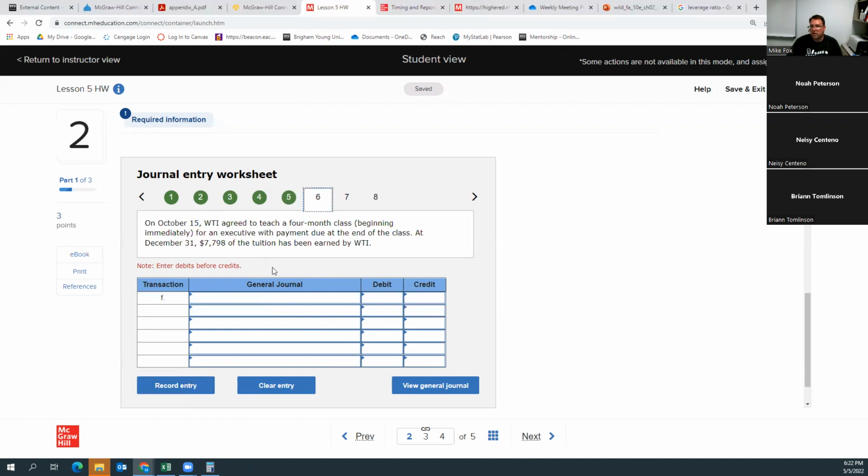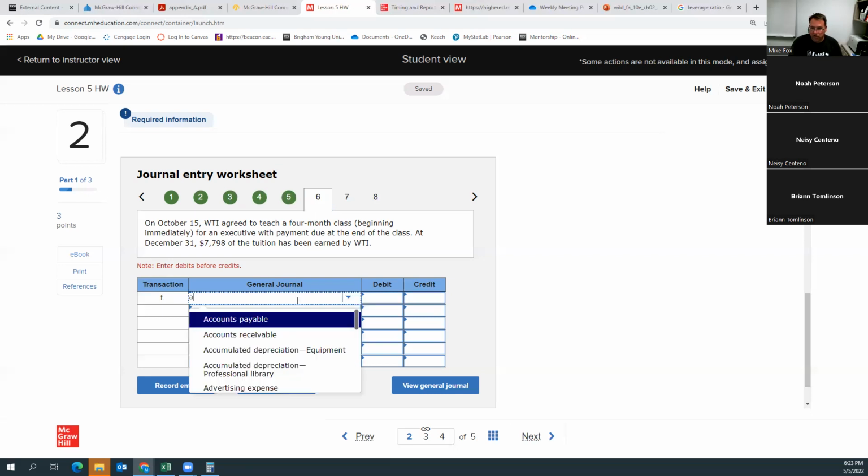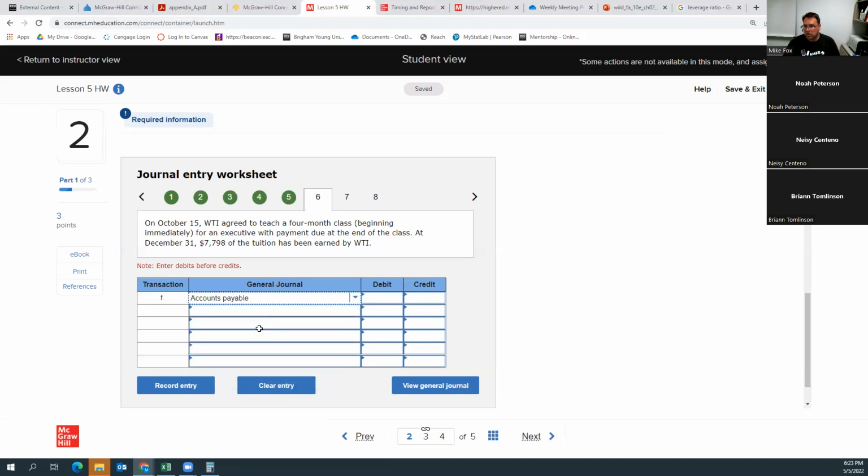On October 5th, WTI agrees to teach a 4-month class for an executive with a payment due at the end of the class at December 31st of $7,798, or that's the amount we'll have earned. So in this case, we are providing the service to them, but they haven't paid us yet. And so we have to do an adjusting entry at December 31st to recognize that we've earned that money, even though we haven't been paid. So we're going to record an increase to an asset called accounts payable because they haven't paid us. But then we're also going to record training fees earned.